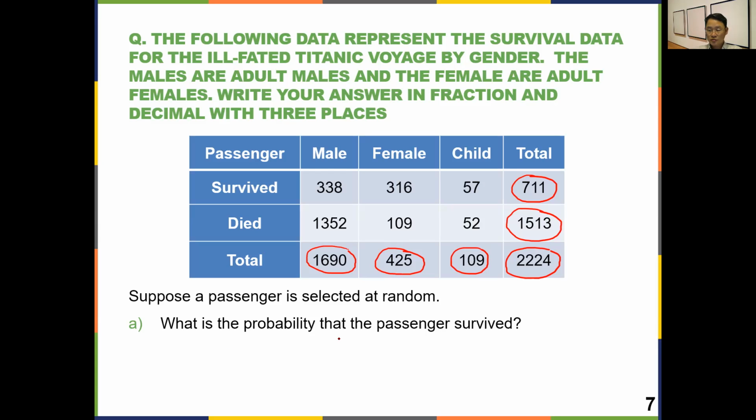Okay, so what's the probability that a passenger survived? A little bit of time. Try it. What's the probability that a passenger survived? Out of total how many? 2,225. How many survived? 711. So just like this, 711 divided by 2,225. This question, they put it in a decimal number with 3 decimal places.